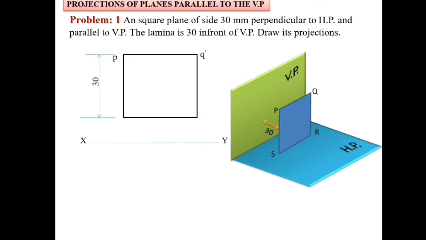The front view points you will locate with the notation p', q', r', s'. Then you will project all the points down by 30 mm, because the plane surface is 30 mm in front of VP. When you are watching from the top view, the straight line will be 30 mm below. So you take 30 mm distance, project the lines up to that, and you will get the top view as a straight line. There you will locate the points as ps and here qr.